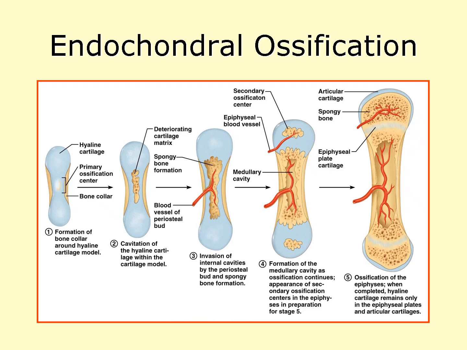Shortly afterward, the cartilage matrix in the center of the shaft begins to die and deteriorate. Next, blood vessels from the periosteum invade the cavities created within the bone. As ossification continues, the medullary cavity enlarges and secondary ossification centers are formed in the epiphysis. At birth, only 2 pieces of the original hyaline cartilage model remain.